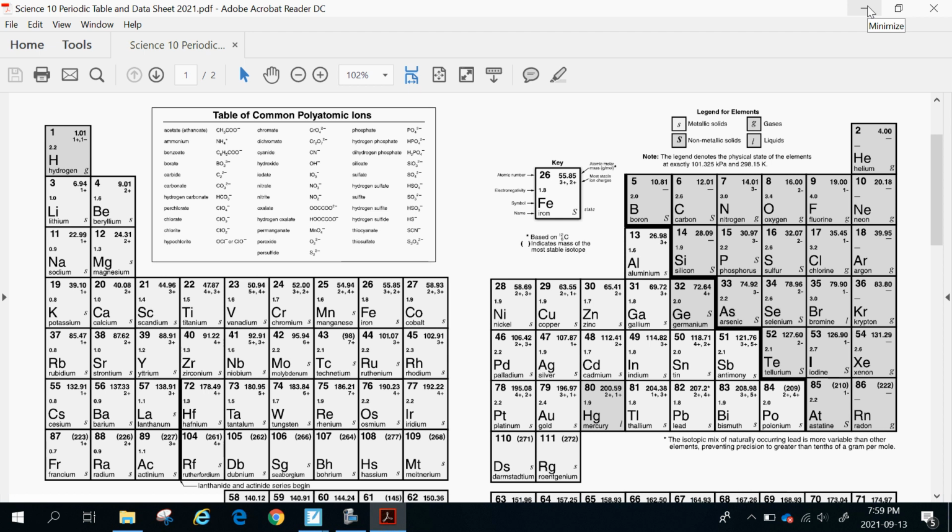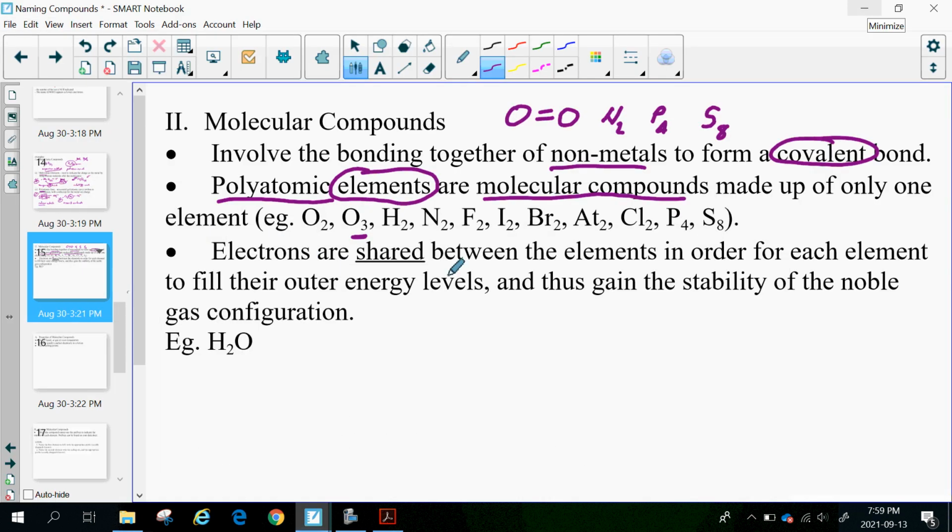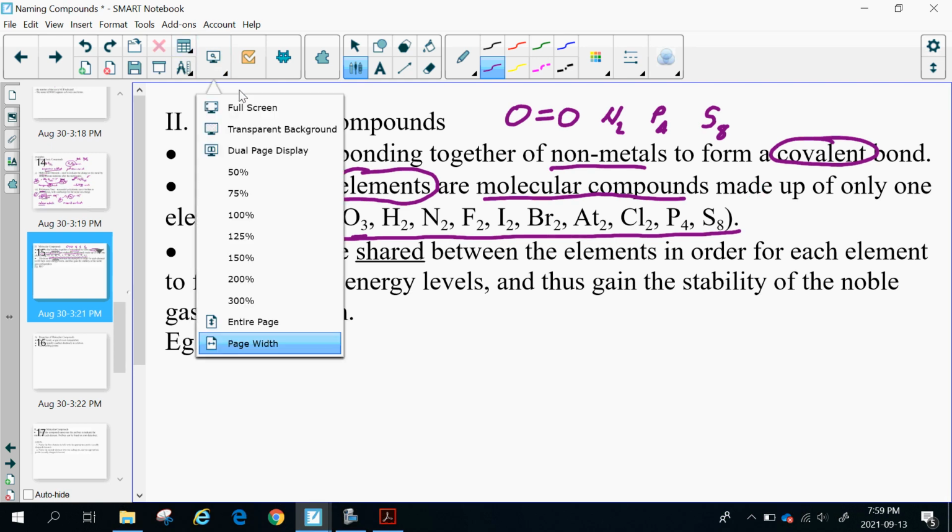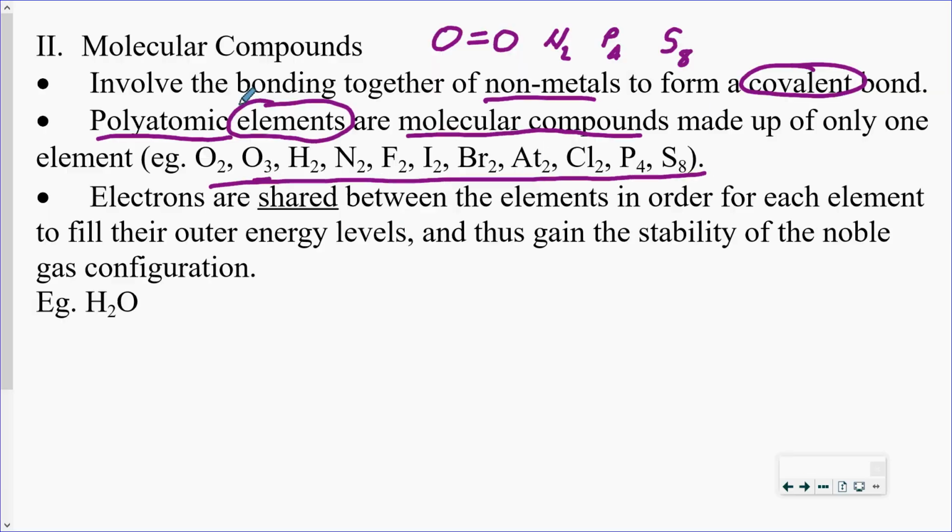So hopefully that helps you, because you do need to kind of remember this. You do need to memorize that. What goes on with molecular compounds is that instead of transferring electrons, as was the case with ionic compounds, we have the sharing of electrons. It doesn't change anything in terms of stability. The point, once again, is to fill the outer energy levels to ensure that we have stability.